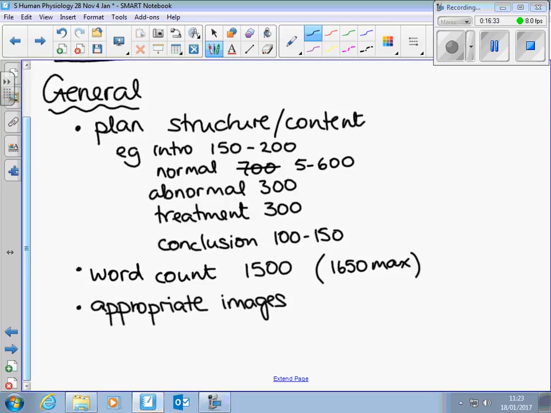Sometimes you'll get a diagram that's so well labelled, and of course the labels on diagrams don't count in your word count. They're the only ones that don't. But sometimes you can get such a well labelled diagram that it'll save you quite a few words. If you choose a table, however, the words in that will count, because that's just a way of summarising text. That's a bit different.